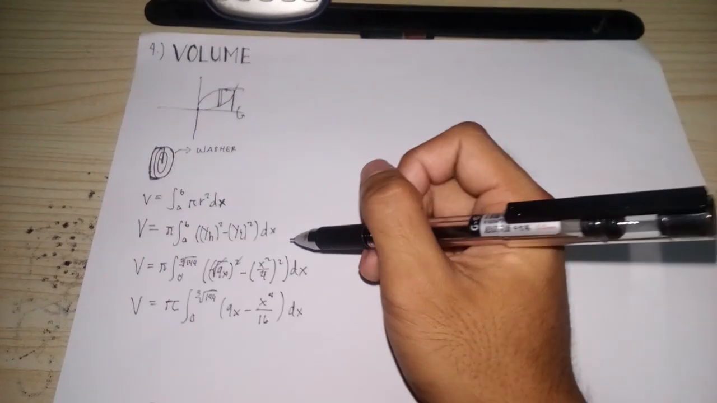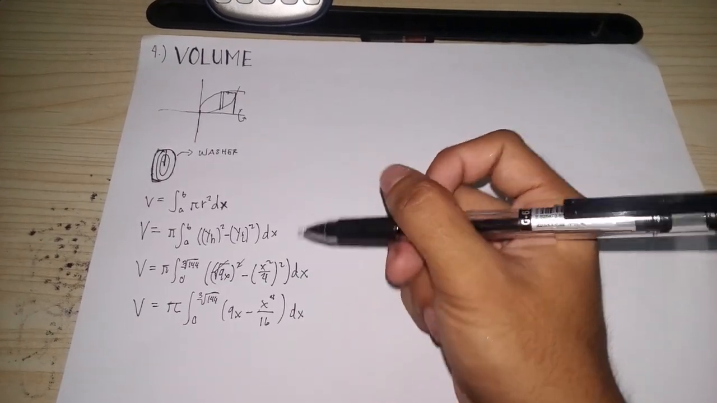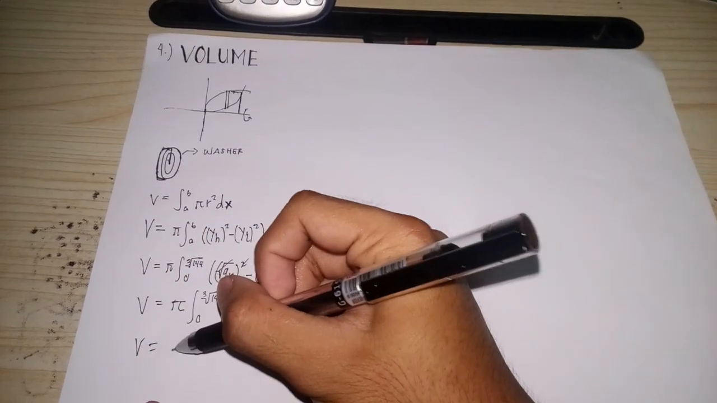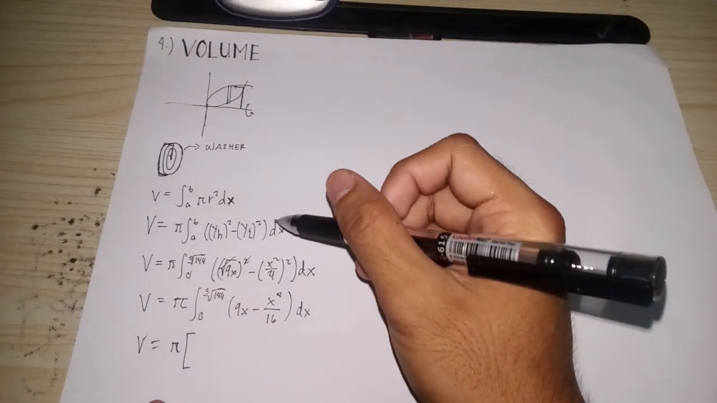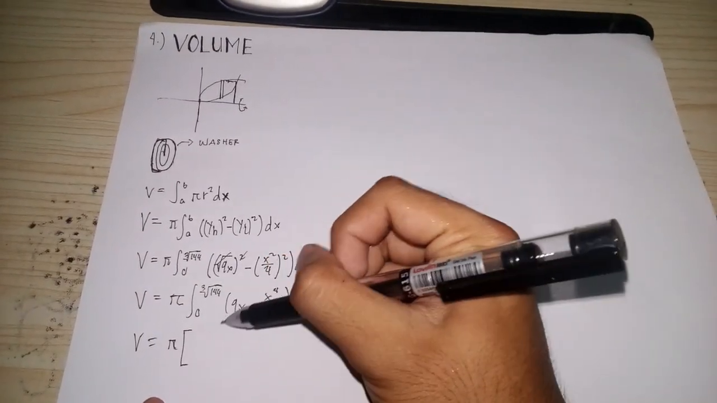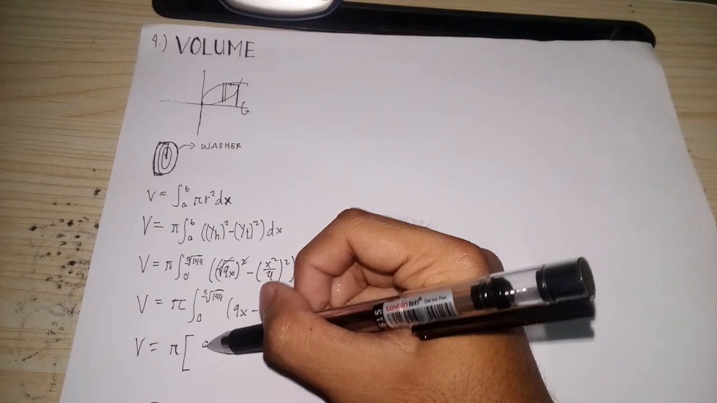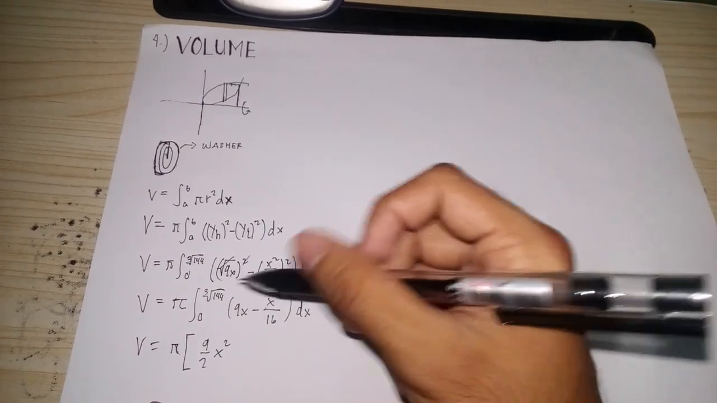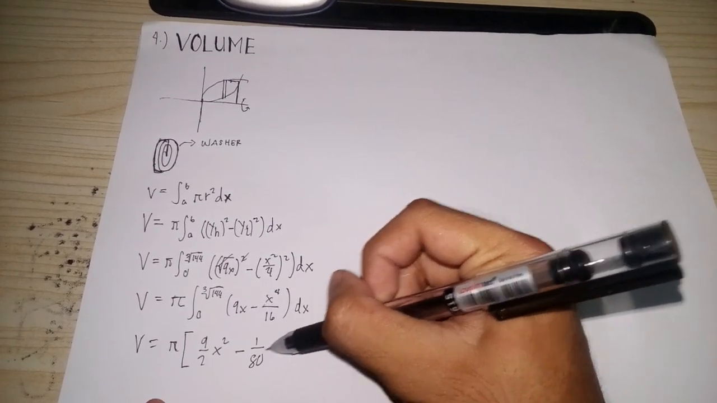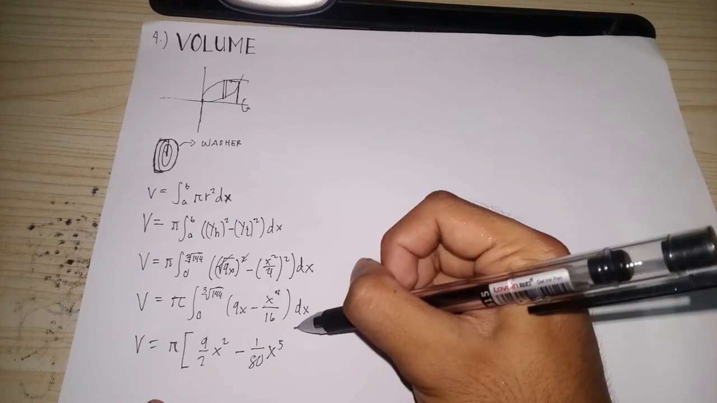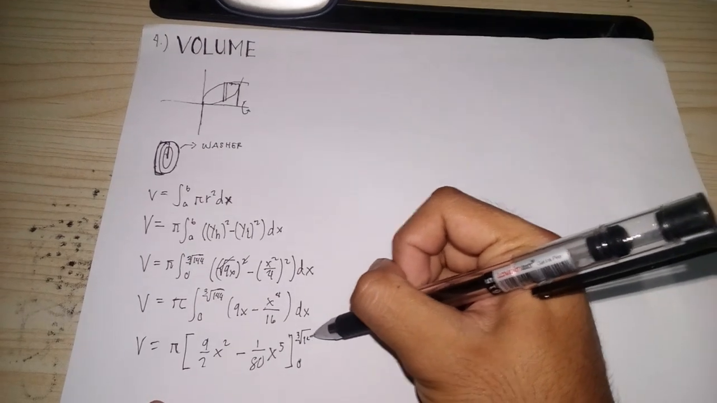So the thing we should do next, of course, we need to integrate now. So pi, so bracket, since we are integrating now. So this will now become what? The integral of 9x. So that is 9 over 2 x squared. Then this here, integrate this, this will become 1 over 80 x raised to 5 from our limit 0 to cube root of 144.